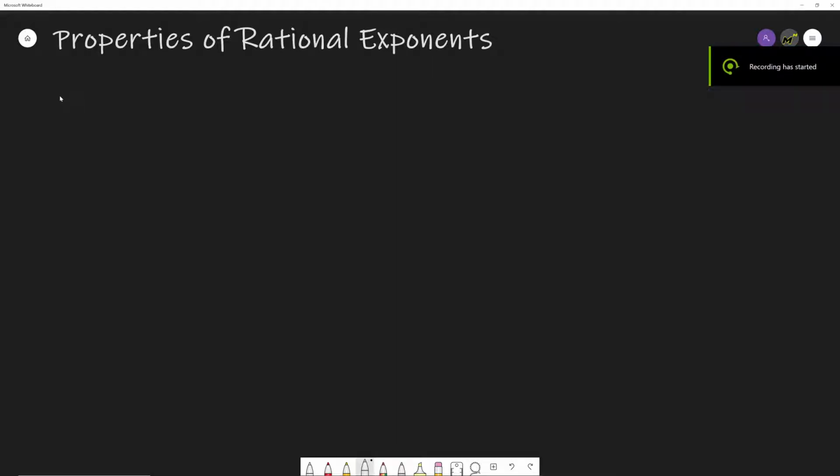Hey team, today we're going to cover properties of rational exponents. To simplify this, there are basically 6 different properties with the exponents. Let's dive into what they are.